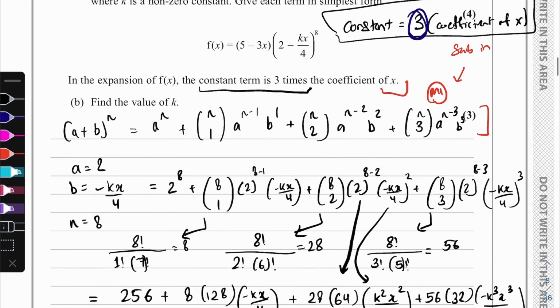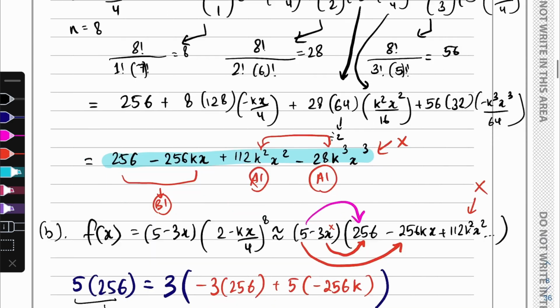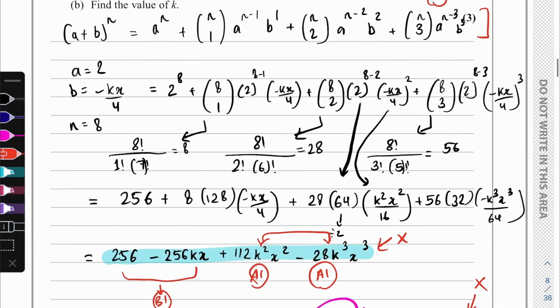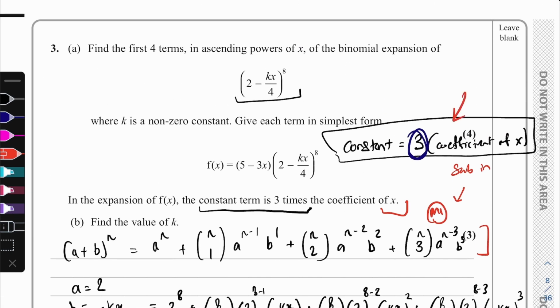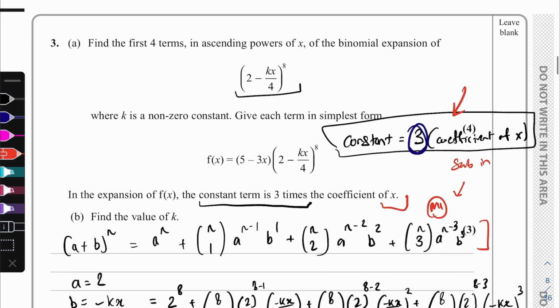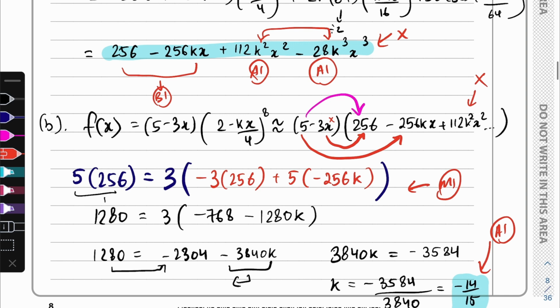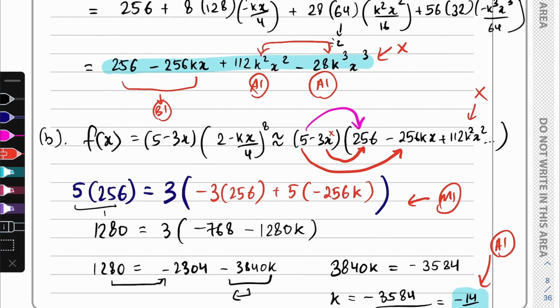Alright, let's see how many marks this was. This was worth 3 marks. So this is a lot of work for just 3 marks, but we got the answer. Let's see what the marks are. 1 mark is for getting the answer, A1, K itself. 1 mark is for remembering that we have to use this constant equals 3 times coefficient of x. So this is our M1 mark, method mark. And getting either one of these constant terms gives us M1.